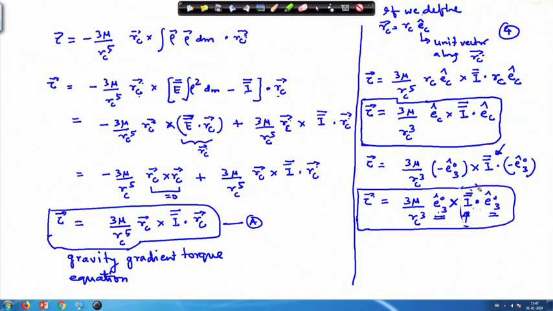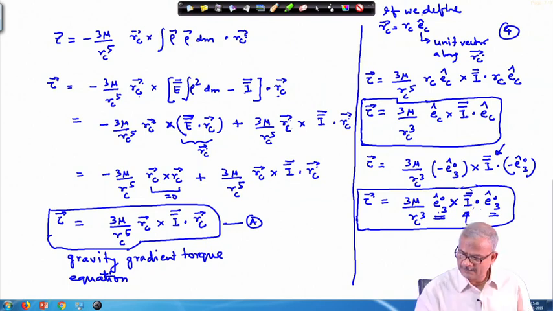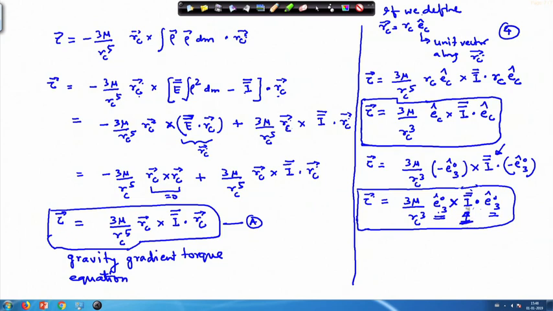I am not able to show you properly, because this is on the computer screen. If it were a paper system, then I could have easily shown you everything. So, if you look here, this I double bar is the dyadic, which we call the inertia dyadic. This inertia dyadic is currently expressed in terms of the orbital reference frame vectors, E 2 cap, E 3 cap.